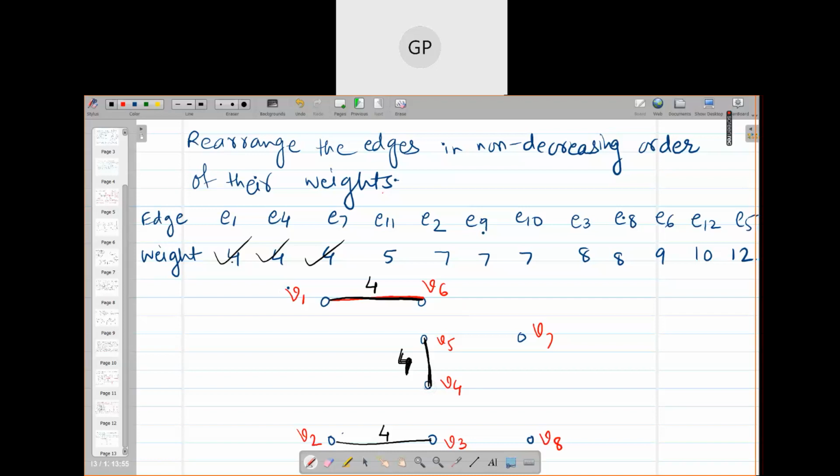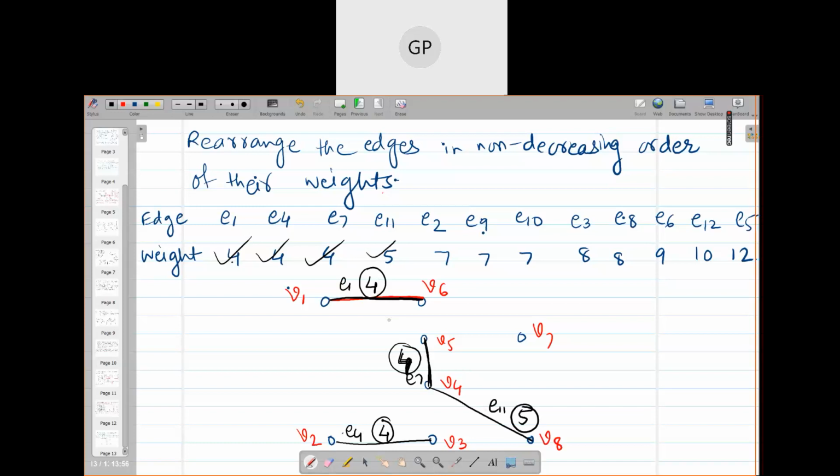Girls, are you looking at your original graph, or should I draw the graph here? V4 to V8. So this is E1, this is E4, and this is E7 that I have included. Now I am including E11 with the weight 5. I will encircle my weights here. Okay, next.